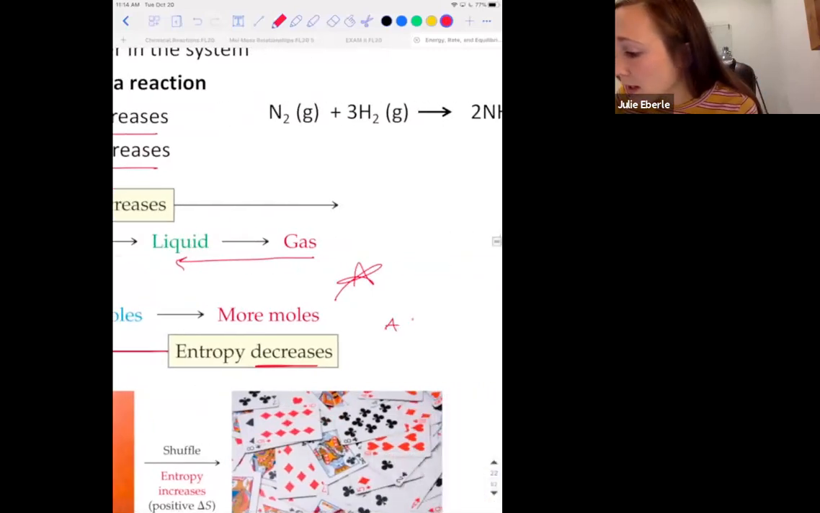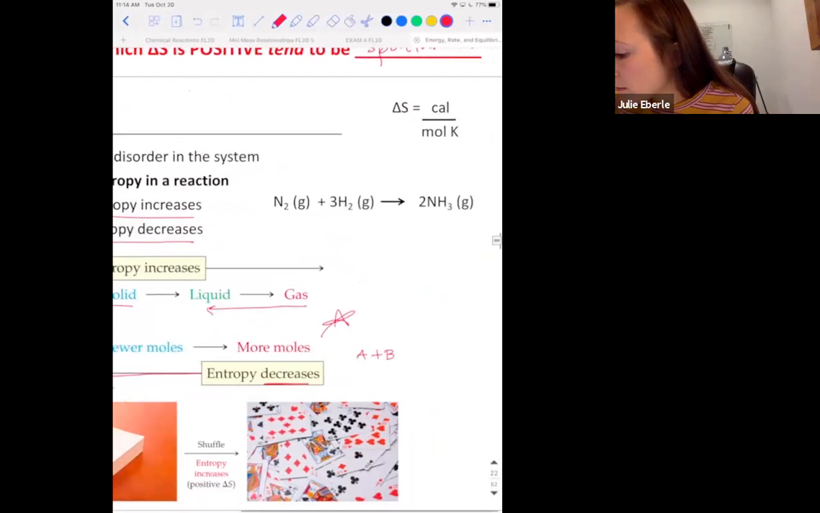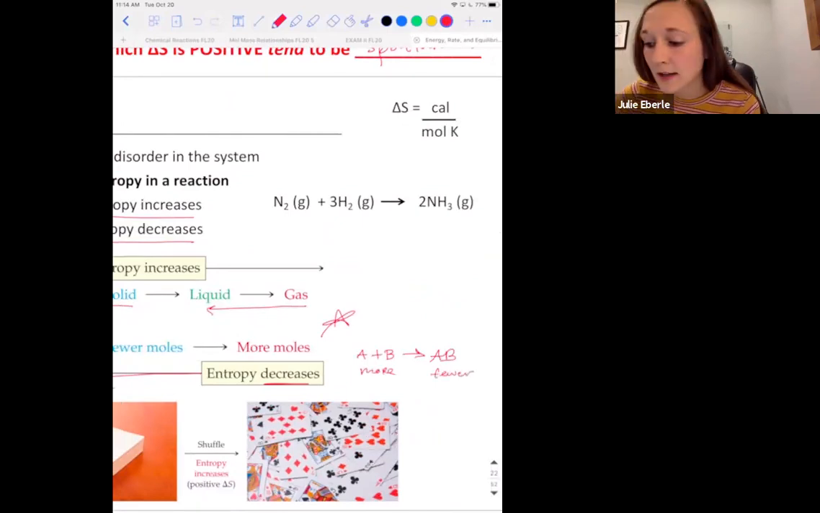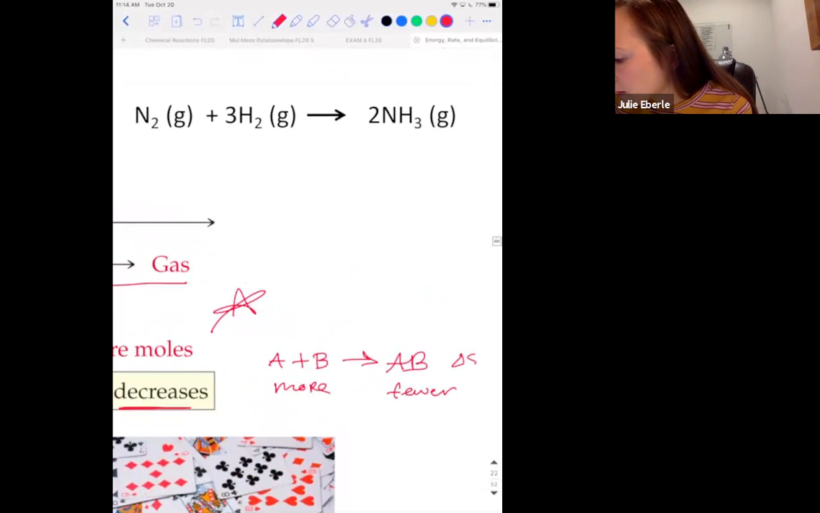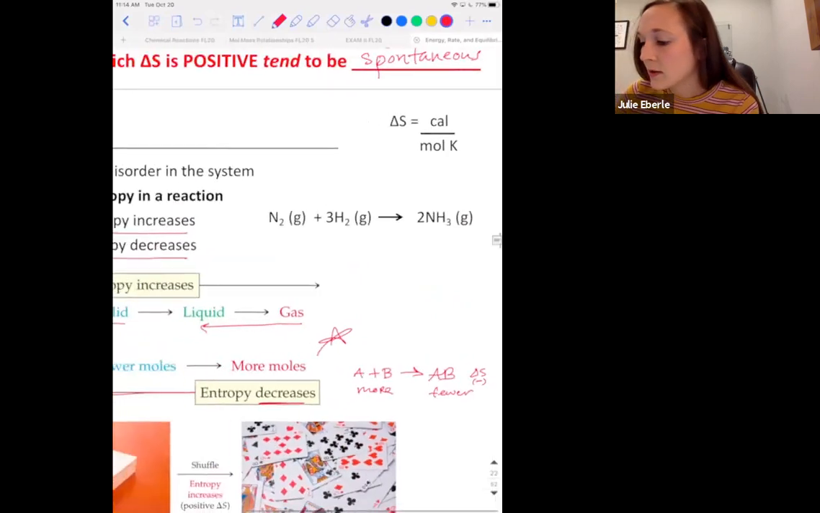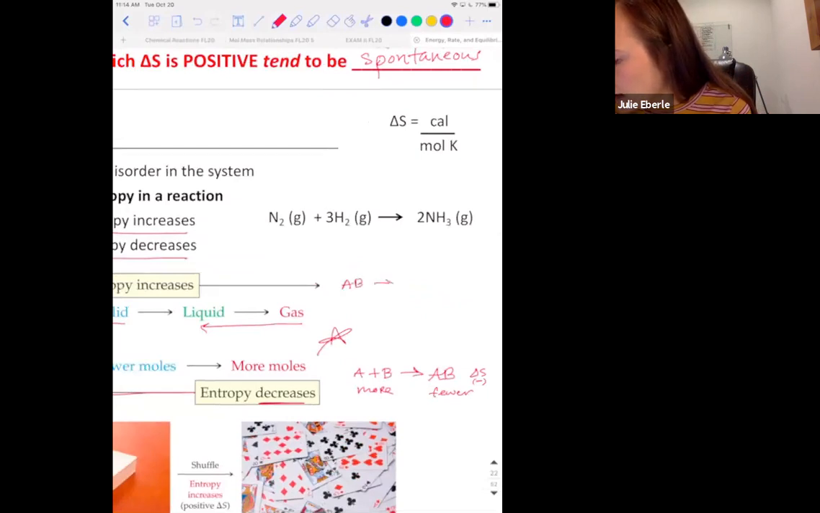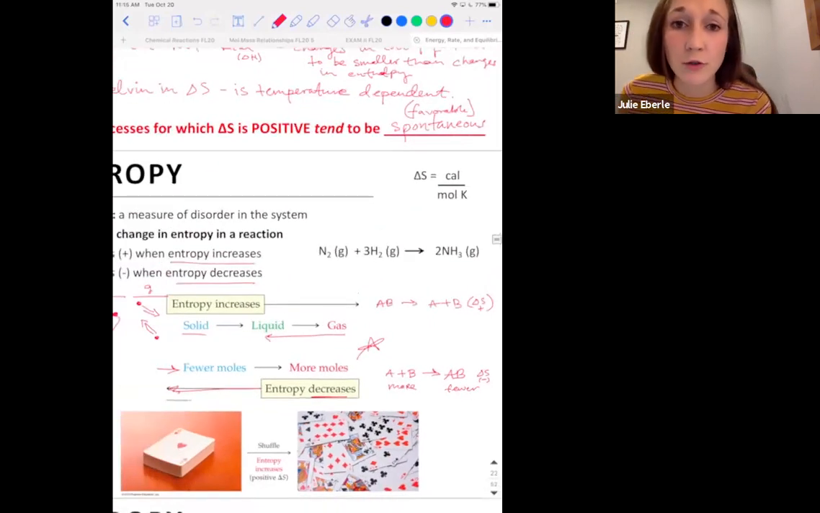We know combination is A plus B makes AB. We have more moles of stuff over here on the reactant side, and fewer moles of stuff on the product side. That is an example of you becoming more ordered. Entropy is decreasing, okay? So delta S here would be negative. The example I gave up here would be if you have AB breaking down into A plus B. So this is an example where delta S would be positive, all right? Combination and decomposition are two great examples here.